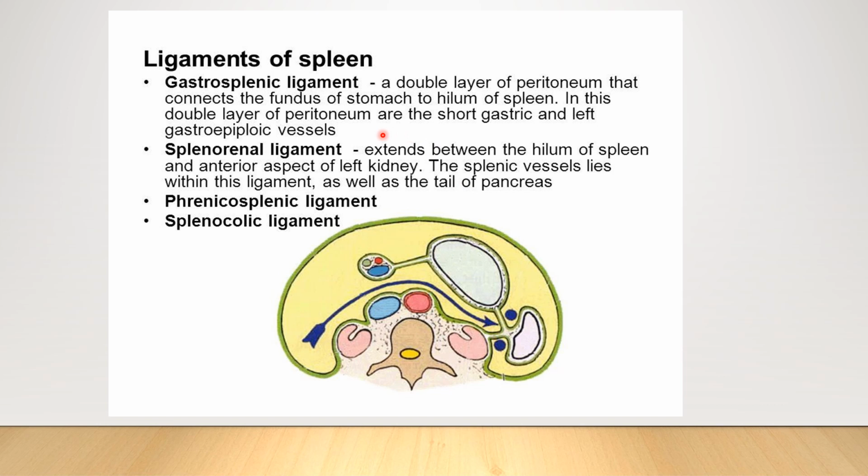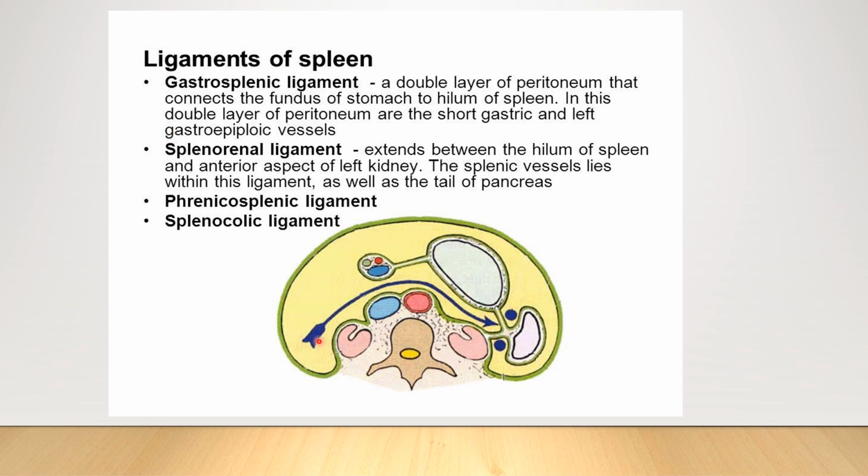Students, come up with the peritoneal ligaments associated with the spleen, and that includes the Gastrosplenic Ligament, Splenorenal Ligament, Phrenicosplenic Ligament and Splenocolic Ligament. The Gastrosplenic Ligament includes a double layer of peritoneum that connects the fundus of the stomach to the hilum of the spleen. And in this double layer of peritoneum run the short gastric and the left gastroepiploic vessels.